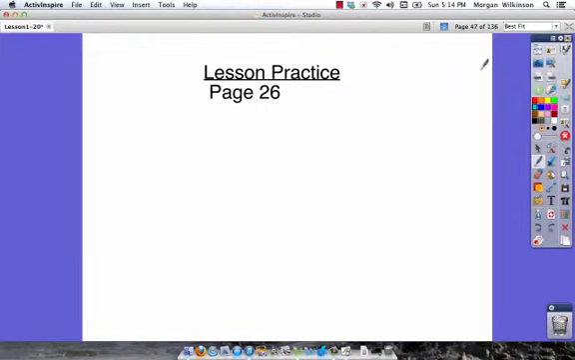We're going to practice this more with our lesson practice on page 26 during our next class. Make sure you've got your notes completed, and I'll see you soon.